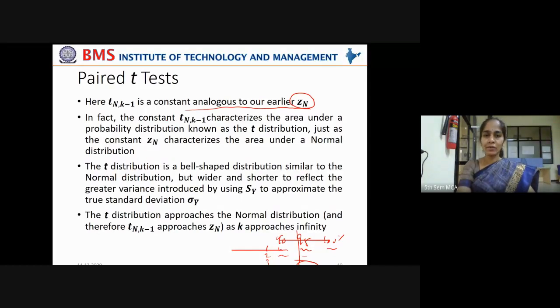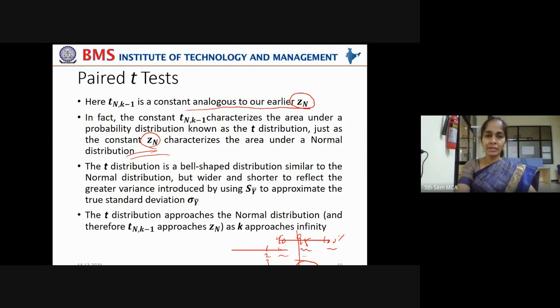Now, in fact, the constant t n k minus 1 characterizes the area under a probability distribution known as the T distribution. We call this the T distribution because we are considering the critical value T. Just as the constant Zn, it is almost the same as the constant Zn, characterizes the area under the normal distribution. They both tend to follow it. How have you equated T to Z? Because you understood that the T distribution is following a normal distribution, we tend to equate this T value to the Z value, T score to Z score.